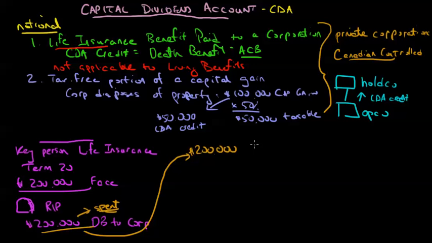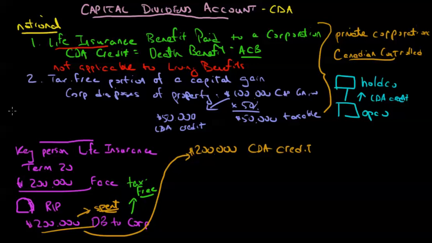But what happens when the money is paid to the corporation is we do have this $200,000 CDA credit. Now, as with any death benefit, this amount was paid to the corporation tax-free. So that's easy, and that's exactly what we would expect. That death benefit was paid to the corporation tax-free. We've spent the money, but we still have this $200,000 CDA credit.